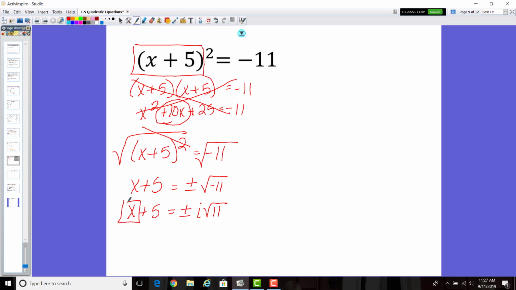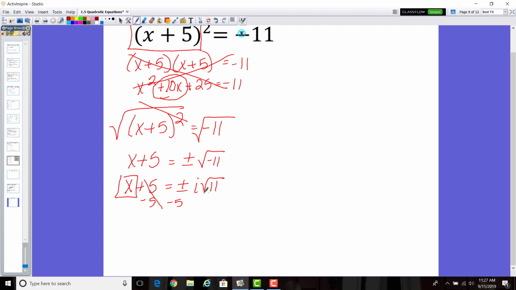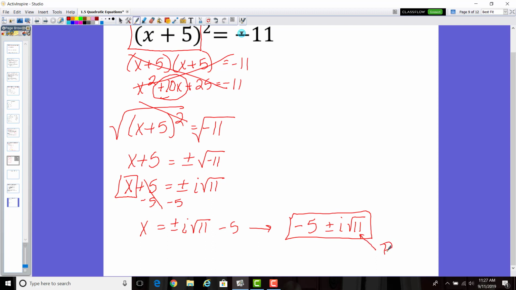And now I want to solve for x. So I'm going to subtract 5. We cannot combine these two terms. A radical and a number don't combine. So we have plus or minus i radical 11 minus 5. Anytime we have a plus or minus there, we're going to put that in the middle of our two terms, so that minus 5 is going to go out in front. And our final answer for x looks like this. Remember that anytime you have a radical, you must reduce.